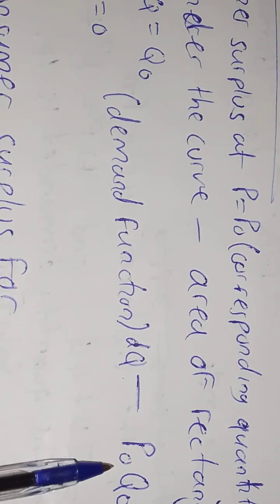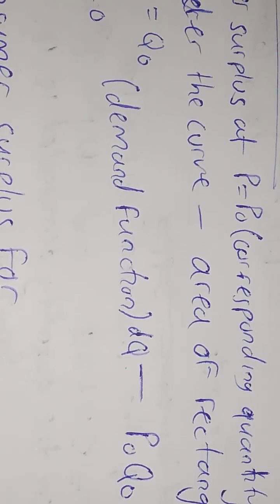So now to find consumer surplus, we find it by the area under the curve, which is integration, minus the area of a rectangle. So the formula for consumer surplus is given as the integral, the upper limit being Q equal to QO, which we said is the quantity demanded, and our lower limit is quantity equal to 0, of the demand function dQ. So this demand function, you're integrating it, minus the area of a rectangle.